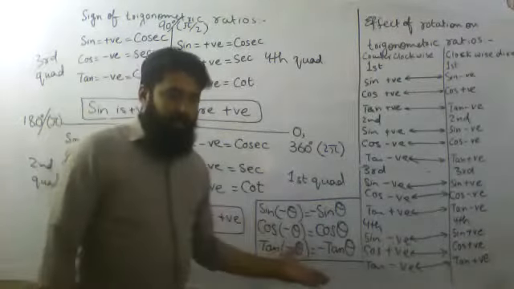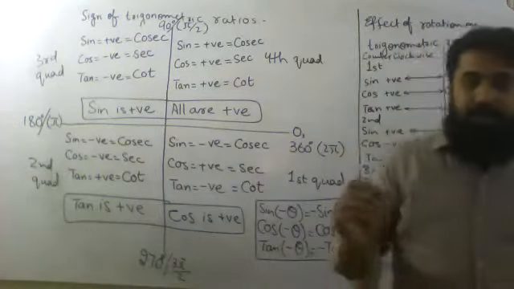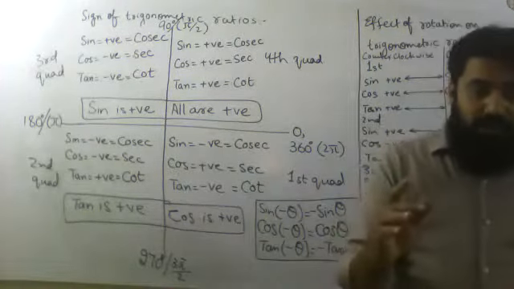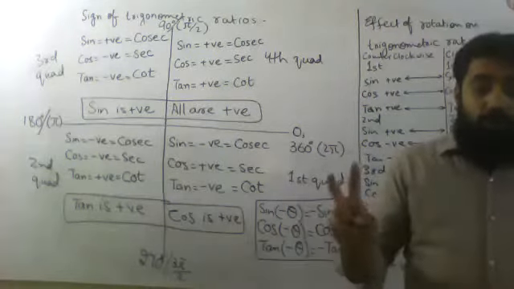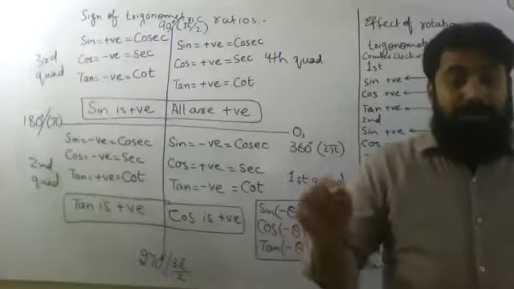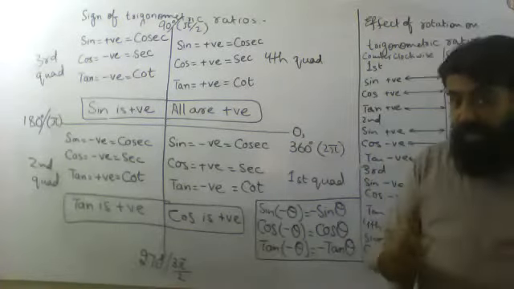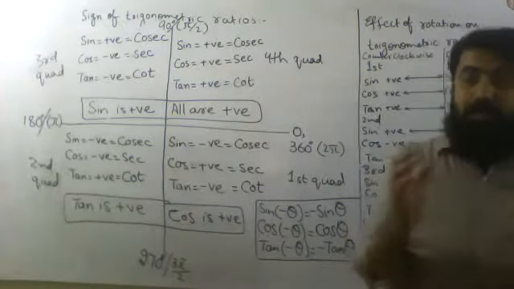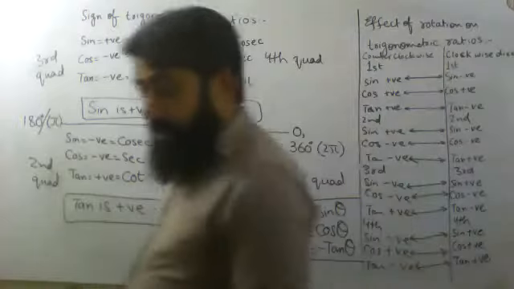What is the meaning of this? The meaning is that if I am saying, take the sine of 30 degree and take the sine of minus 30 degree, you will get same value, but the sign of the answer will be different. If we are talking about sine, if I am saying sine 30 and sine minus 30, the sign will be different. Sine value will be different.